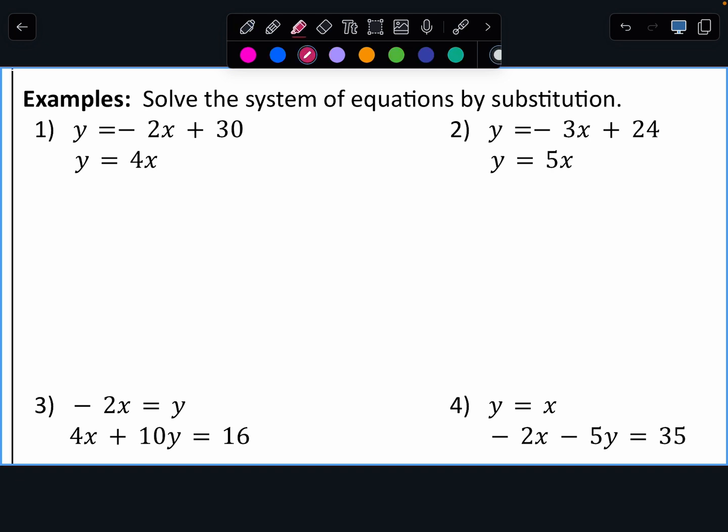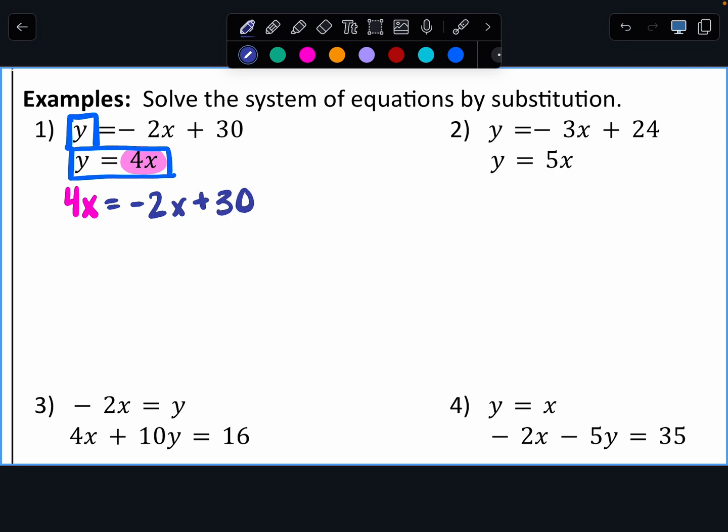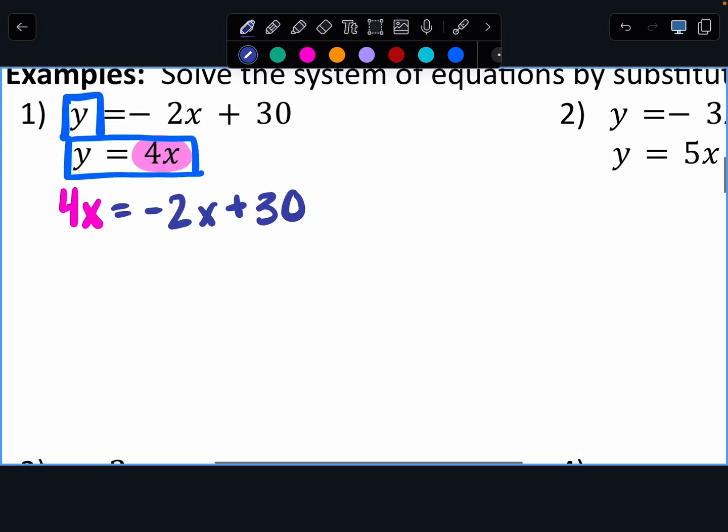So the first thing I'm going to do is figure out which term I want to substitute in for the other one. So if I have y equals 4x, I can substitute that in for the y in the other equation. So if y equals 4x, then I'm going to make y in this equation equal 4x. So let me write that out so that it makes sense to you. 4x equals negative 2x plus 30. So that is now what I have to solve.